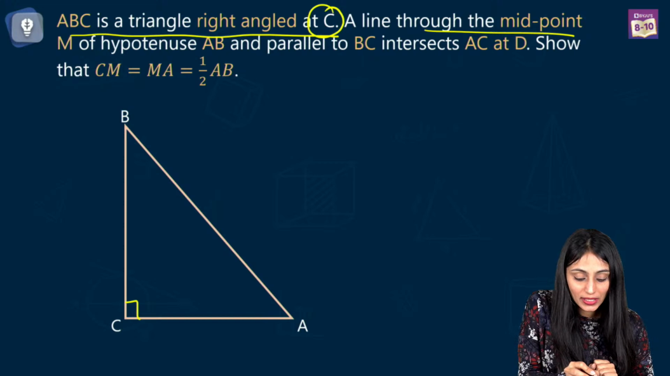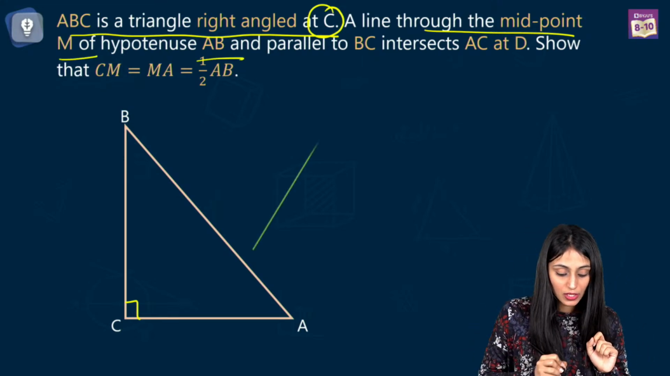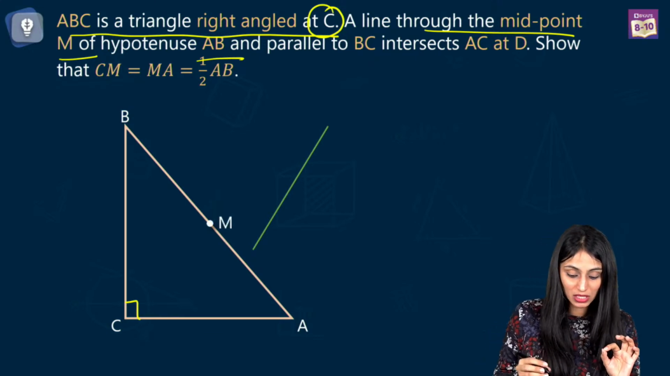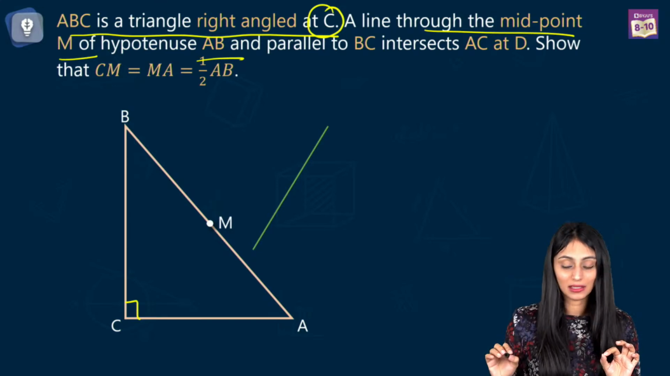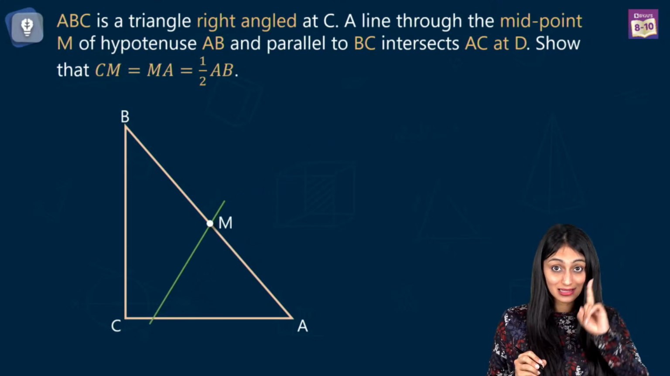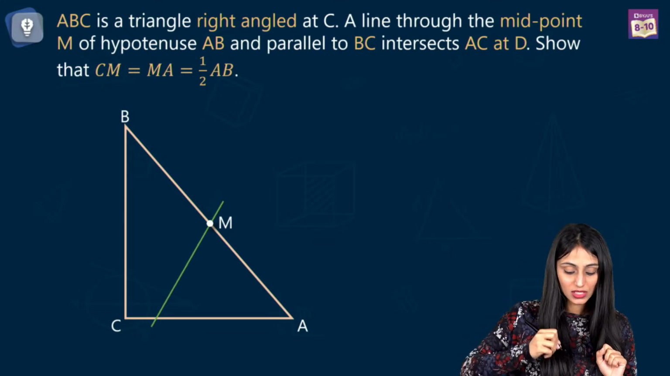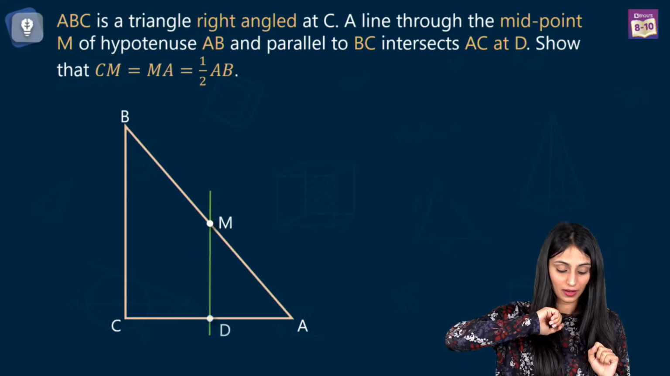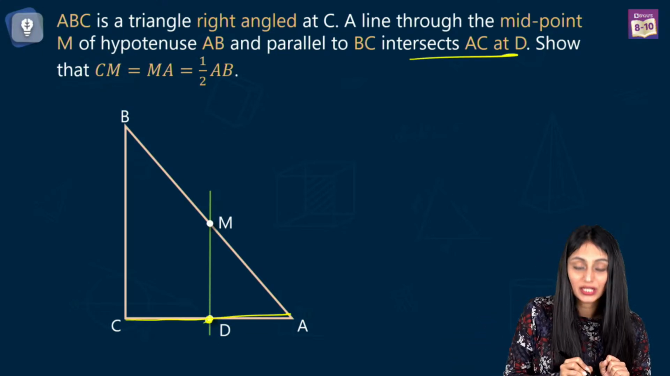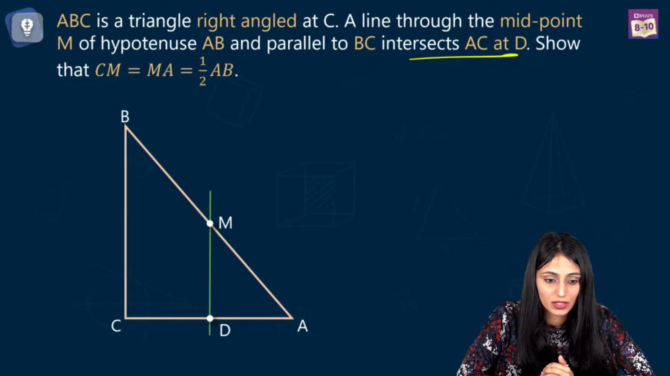A line through the midpoint M of hypotenuse AB. AB is the hypotenuse. So from here, this is the midpoint M of hypotenuse AB. The line through M is the random line that we have here, parallel to BC. So let's place it here. This line has to be parallel to BC and pass through M. We move it like this, and it is intersecting AC at D. You see it is intersecting AC at point D over here. So that's how you draw the figure based on the given information.